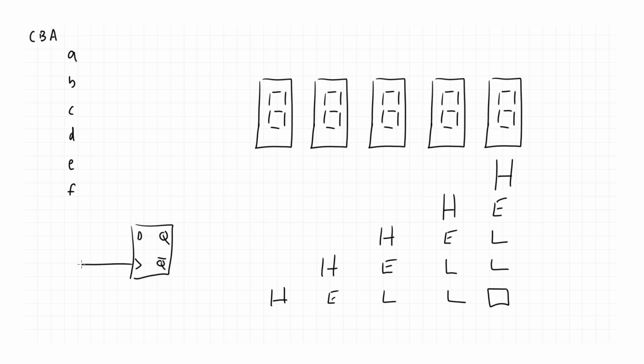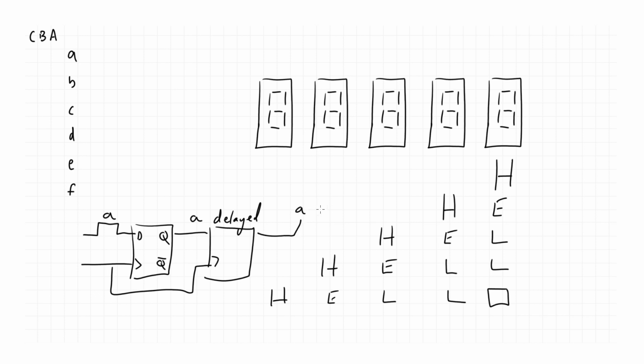Because if you know how flip-flops work, you've got your data input, your Q output, not Q output, and your clock signal. If we put data in, say this was the data going into segment A, then what comes out here is the same data delayed. And then if we put it through another flip-flop and we clock them at the same time, what's coming out here is A delayed twice.